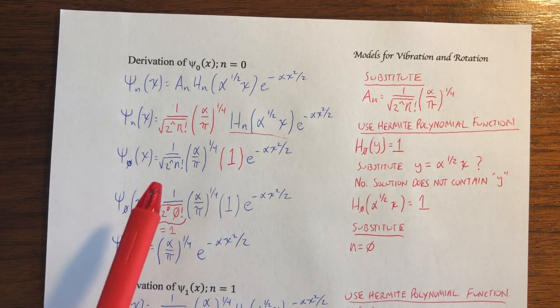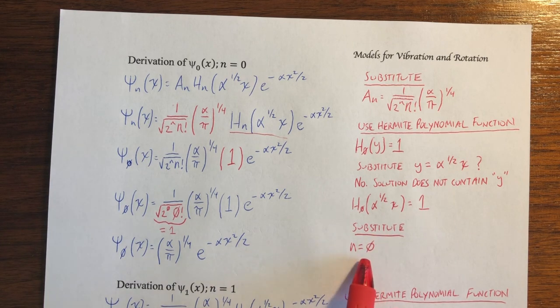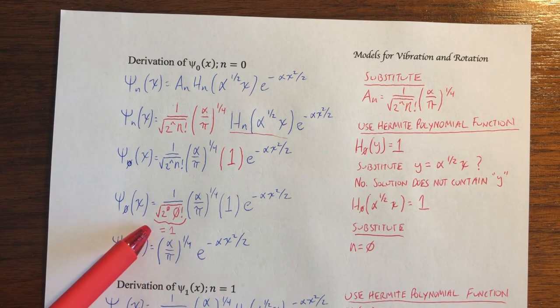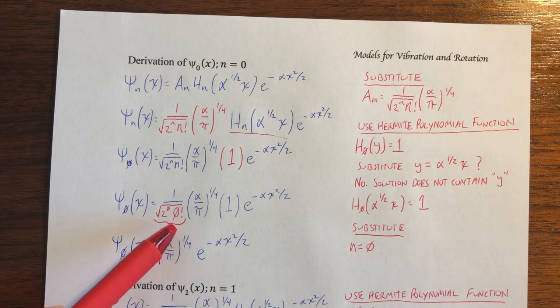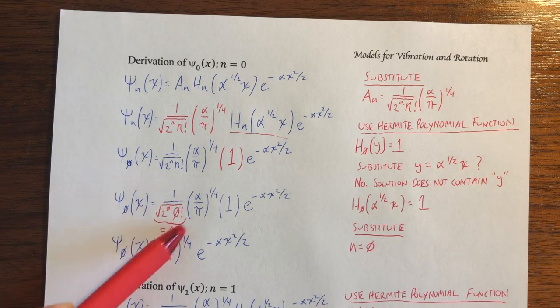Now the next thing we're going to do is substitute for n. So n is equal to 0. We're going to substitute that in, and that shows up for our coefficient. So now 1 is going to be divided by the square root of 2 raised to the 0 times 0 factorial. 0 factorial is 1, 2 raised to the 0 is also 1. So this whole coefficient here is just going to simplify to 1.